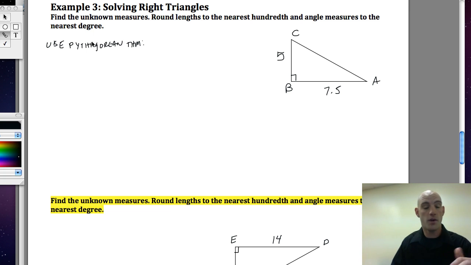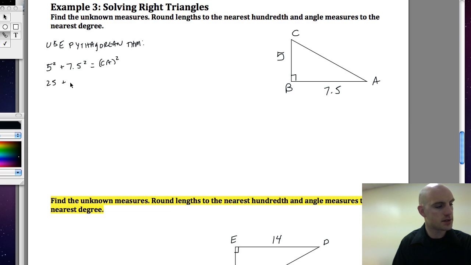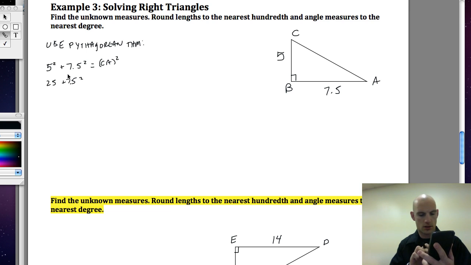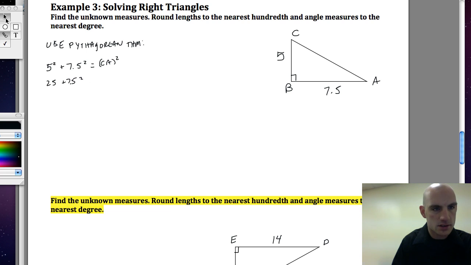That's usable. You can do it. Here's what it would look like. 5 squared plus 7.5 squared equals CA squared. 25 plus 7.5 squared, which is 56.25. Let's just cut out that in-between step.